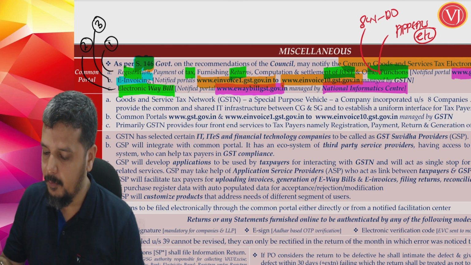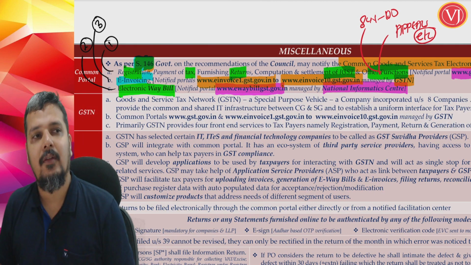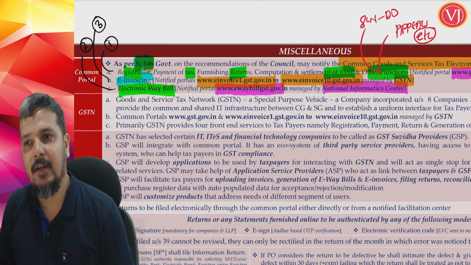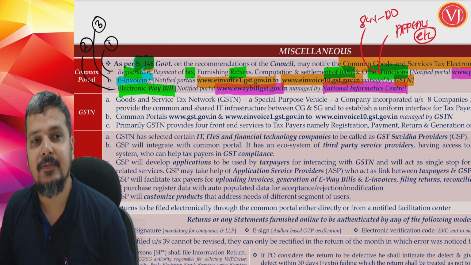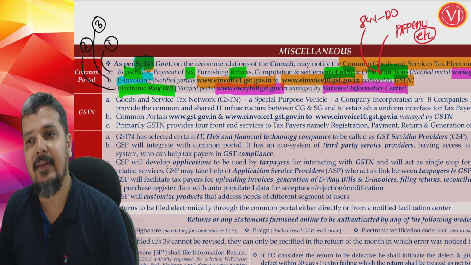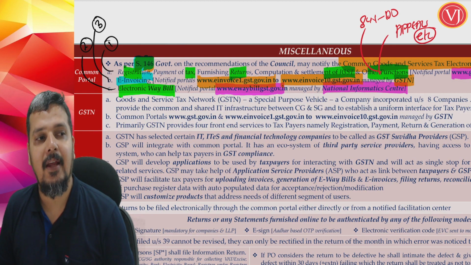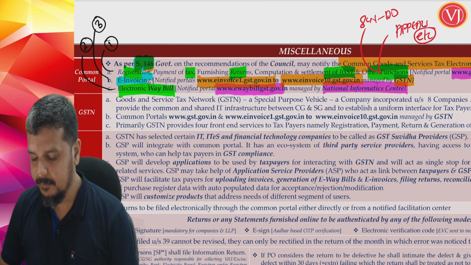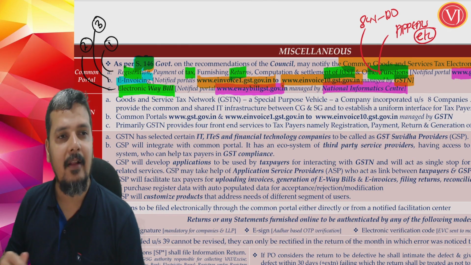This e-invoice portal is also managed by GST Network. So main portal, GST Network. E-invoice portal, GST Network. But the e-waybill portal is managed by the National Informatics Center, NIC, which is under the Ministry of Information Technology, Government of India. Now, what is GST Network? I guess I have said a lot about it.